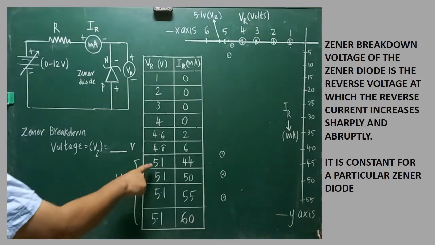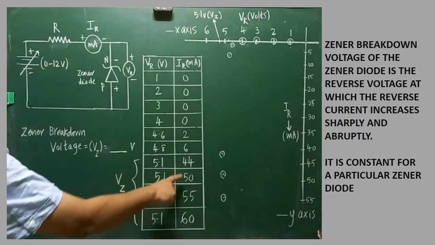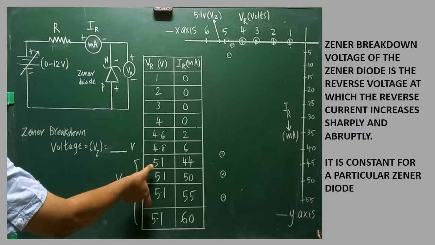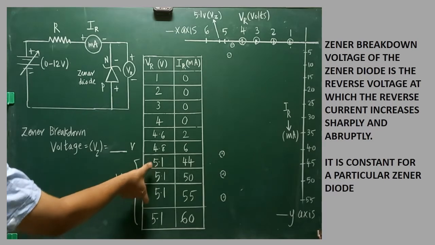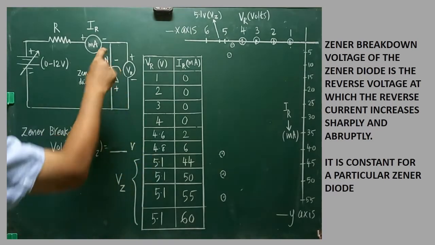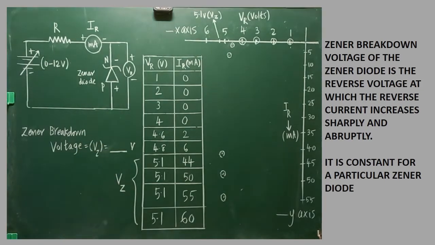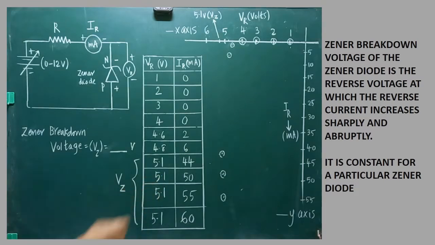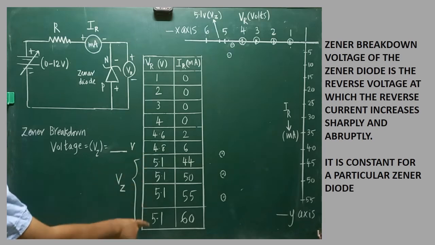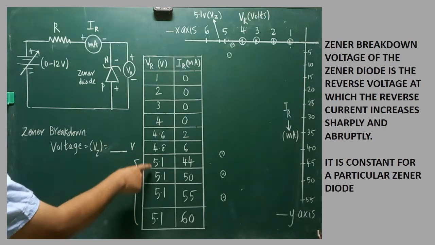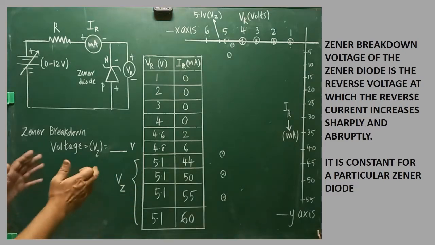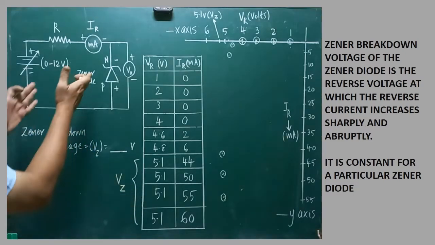Are you clear? This particular constant value at which the current is abruptly increasing, this constant reverse voltage given to the Zener diode is called what? Zener breakdown voltage. At this particular voltage, what happens? The current is abruptly increasing. Look at the value of Zener breakdown voltage. Clear? 5.1 is the value of Zener breakdown voltage. That is constant for a particular Zener diode.